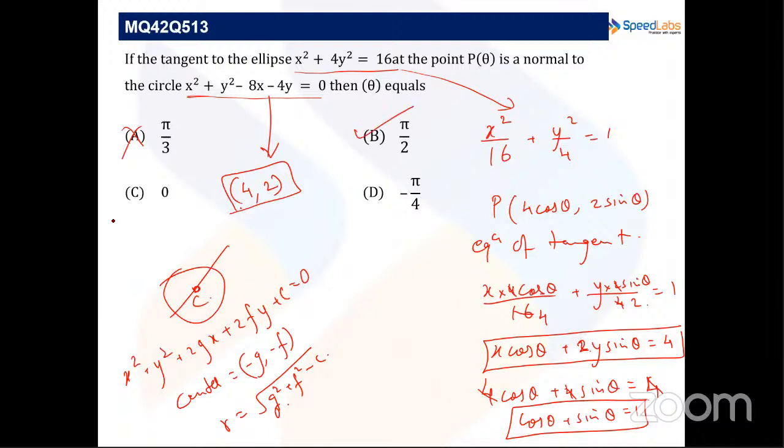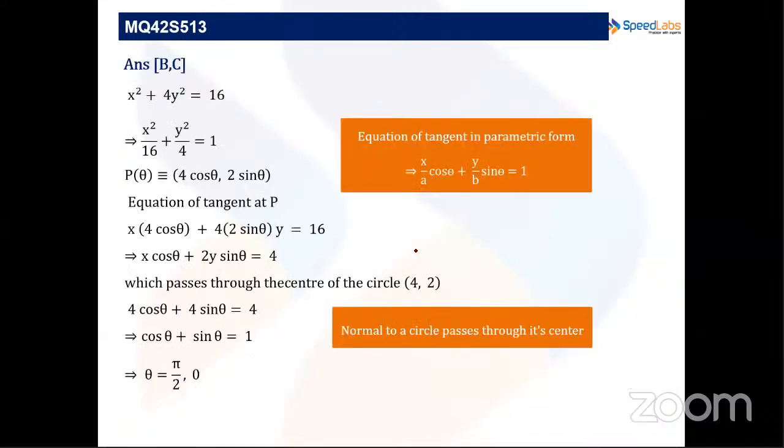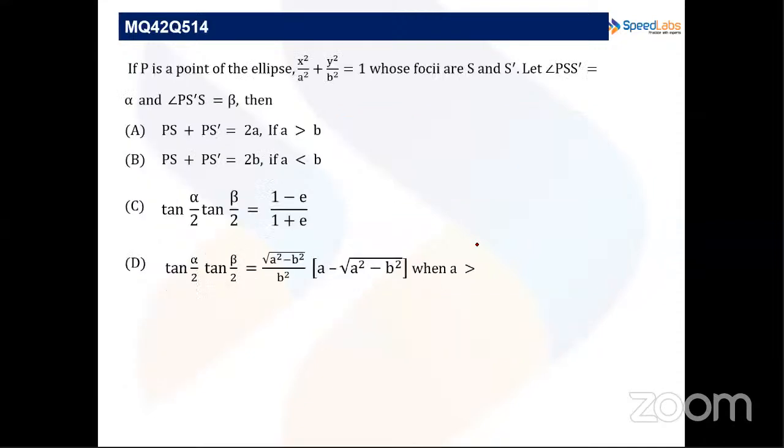C, cos 0 is 1, sin 0 is 0. So 1 plus 0 again 1. So C is our correct option. D, minus pi by 4. Cos minus pi by 4 is 1 by root 2, and sin minus pi by 4 is minus 1 by root 2. So our LHS will be 0 and RHS is 1. So this is not satisfying. So our options are B and C. Now, moving to our next question.